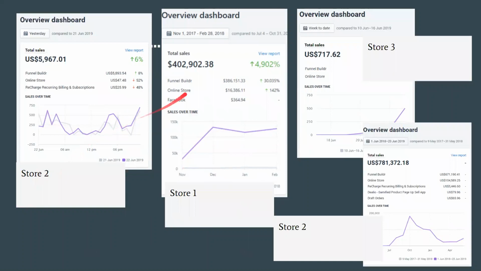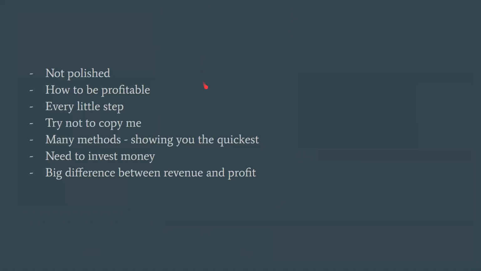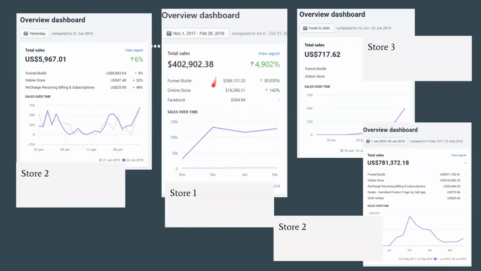The first is a store that's actually now shut, but between November the 1st and February the 28th, that was about $400,000. The second store, which is now active and making me money every day, yesterday I made about $6,000 in sales. I think the profit on that was about 30%, so approximately $1,800.